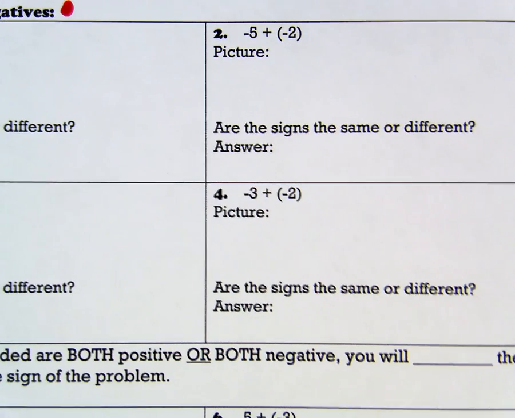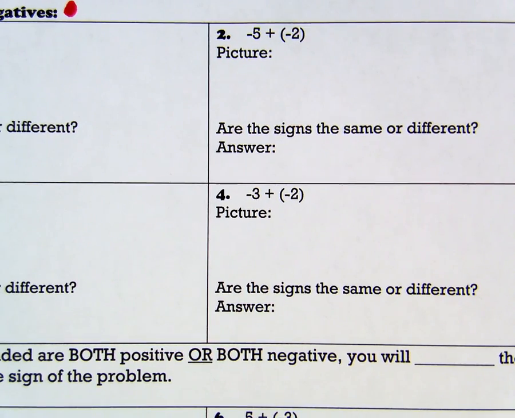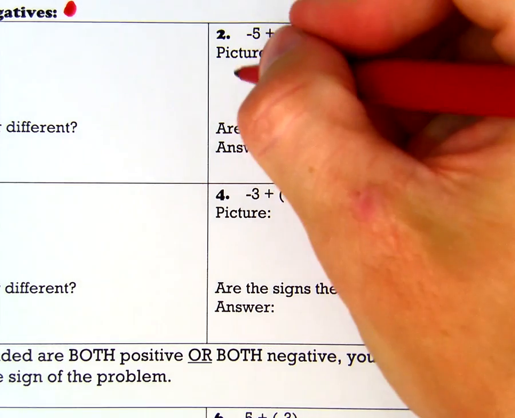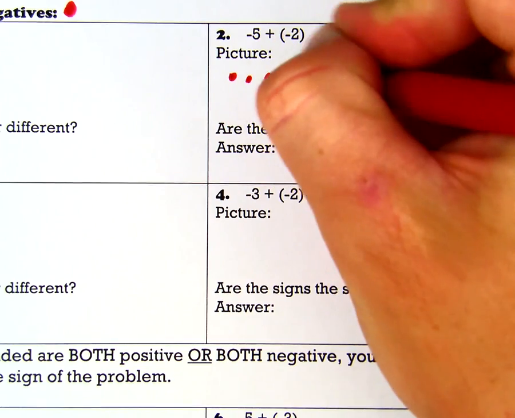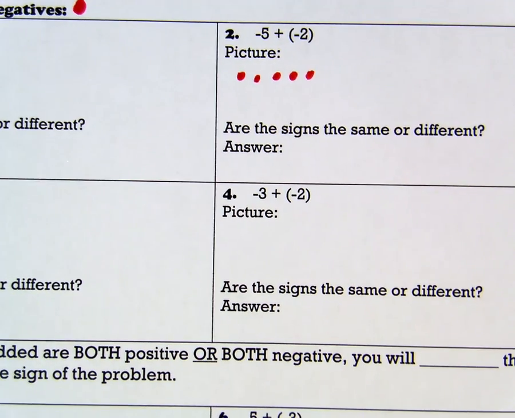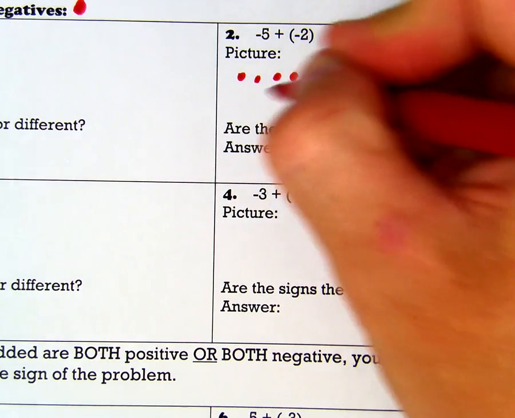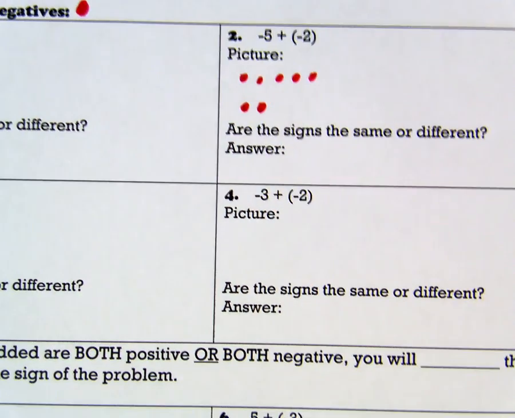Number 2. We have negative 5 plus negative 2. Okay, so we're dealing with negatives now, so we're going to go ahead and get our red out. So I have negative 5, 1, 2, 3, 4, 5. Then I have plus negative 2, so I'm going to add on another 2 to it.